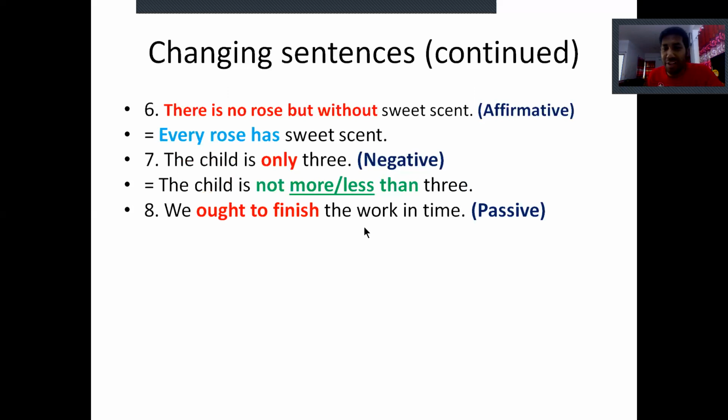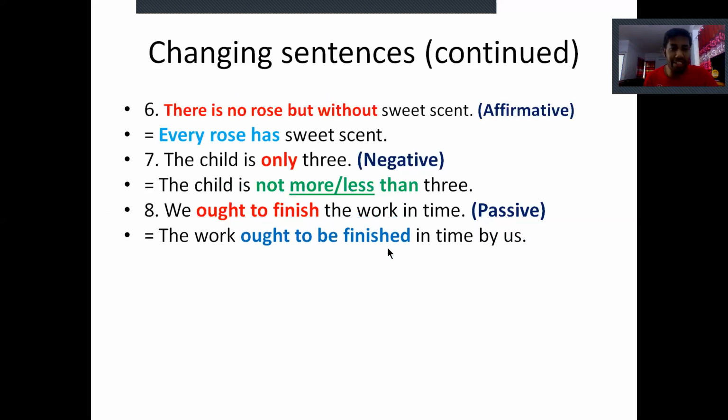Number 8, we ought to finish the work in time. This sentence is in active voice. To make this sentence passive, we need to take the object, the work. Then if there is any modal auxiliary verb like ought to in a sentence, we make the sentence passive by using ought to be plus V3. So it will read like ought to be finished. So let us take the object, the work, then ought to be finished. The work ought to be finished in time by us. So this is the passive form of the sentence.